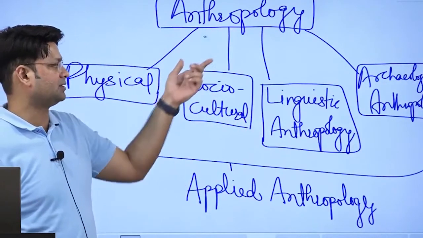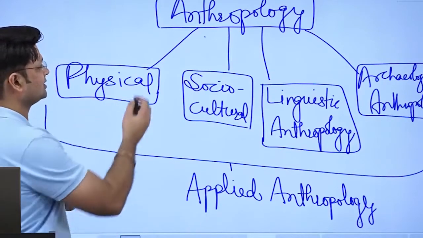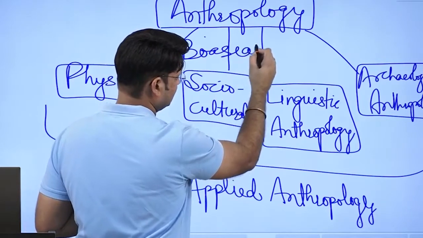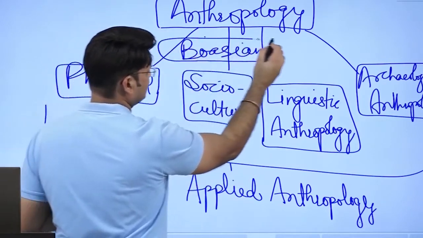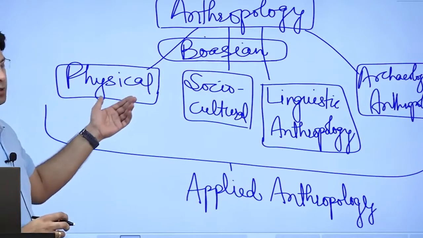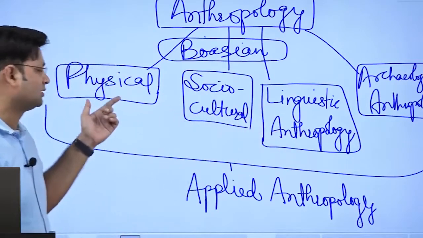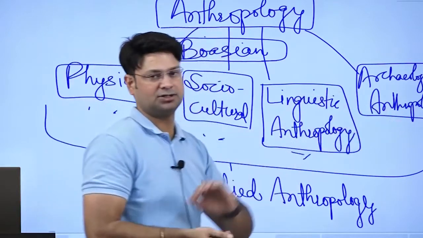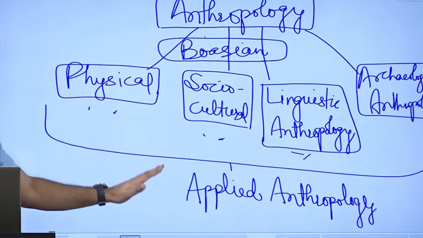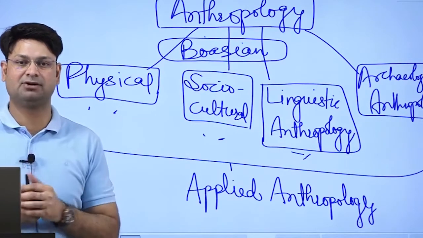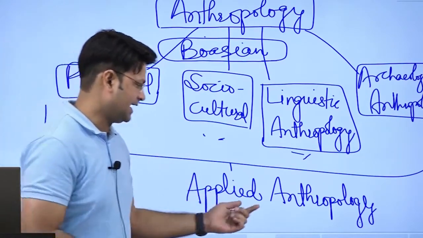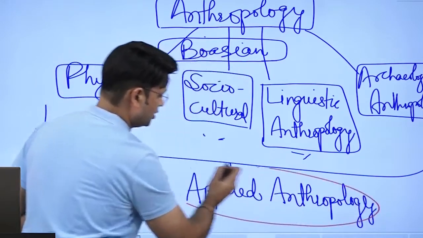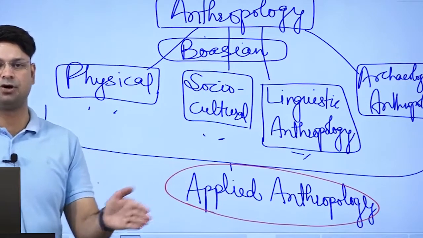You know that anthropology has 4 subfields. You can say these are the Boasian subfields, right? Because Franz Boas classified anthropology into the 4 subfields, which are physical anthropology, socio-cultural, linguistics, and archaeological anthropology. And all these 4 have some application in our life, right? So you can say applied anthropology can be the application of these 4 subfields in a variety of aspects of our life.